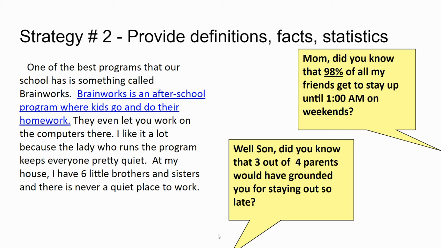You don't always have to provide a definition, though. Sometimes you want to have some sort of fact. Or, for example, in the thought bubbles here, did you know that 3 out of 4 parents would have grounded you for staying out so late? Okay. So if you want to use this strategy, sometimes you have to do a little bit of research to find a fact or a statistic that will back up what you are saying.